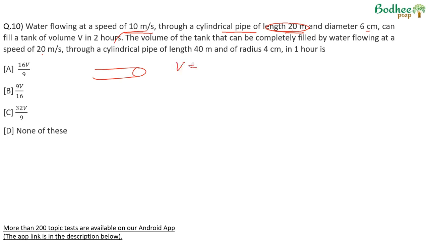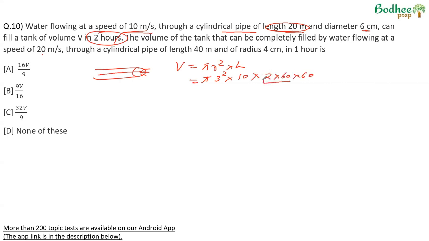We can say the volume filled is the volume of water that comes out of the pipe. This will be area of cross section, which is pi r square, into height of the pipe. So pi, diameter is 6, so radius will be 3 square. What will be the height? Water is flowing at 10 meters per second. Every second 10 meters of water flows, and this happens for 2 hours. So 10 meters per second into 2 into 60 into 60.